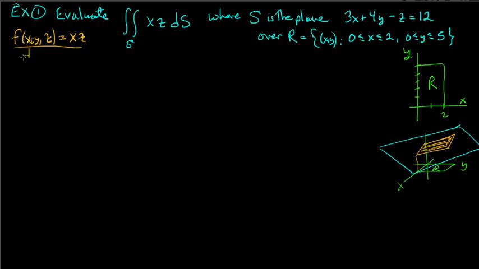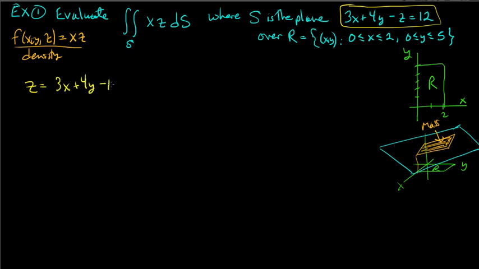Think of that as your density. The density is just x times z. So we're getting the mass of this piece of the surface, this piece of the plane. Make sense? Okay. All right, so where do we start? Well, our surface S is the plane. It's not given parametrically, but we can write it parametrically if you want. I would just solve for z here. z is just going to be 3x plus 4y minus 12.